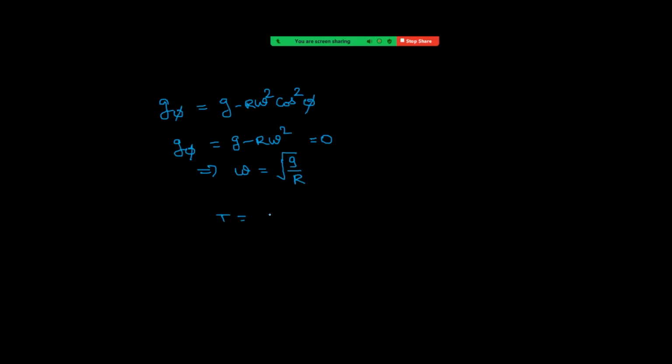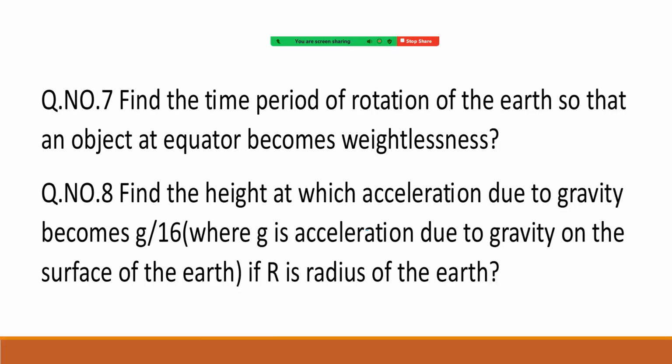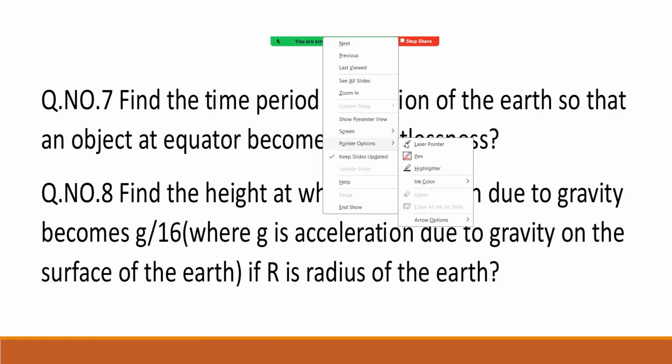Then the time period is T equals 2 pi by omega. Substitute there: 2 pi root of R by g. Okay. Now in this you can substitute the value of the radius of the earth and the acceleration due to gravity. Okay. Let's see the next one.